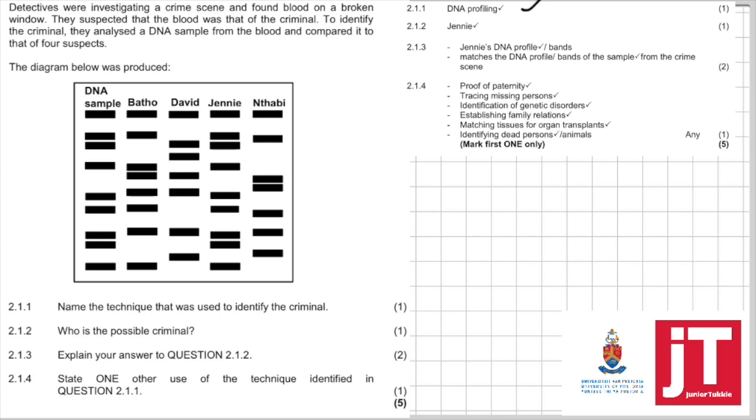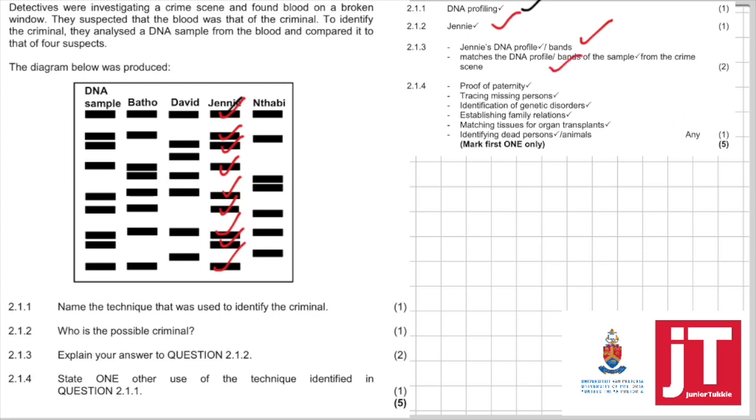Right. 2.1.2. Who is the possible criminal? Now what you do is you look at the DNA sample that was found on the blood, and you match how many bars are in common with the DNA sample. Now, just looking at it, there's 1 bar, 2, 3, 4, 5, 6, 7, 8, 9. I can see that Jenny has the most black bands in common with the DNA sample. So Jenny is obviously the possible criminal. 2.1.3. So if you look at it, Jenny's DNA profile of bands matches the DNA profile of bands from the sample found at the crime scene.